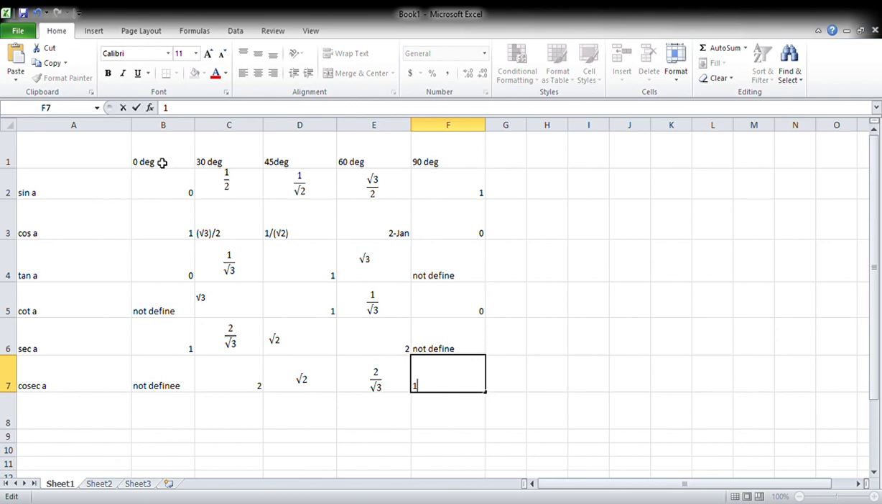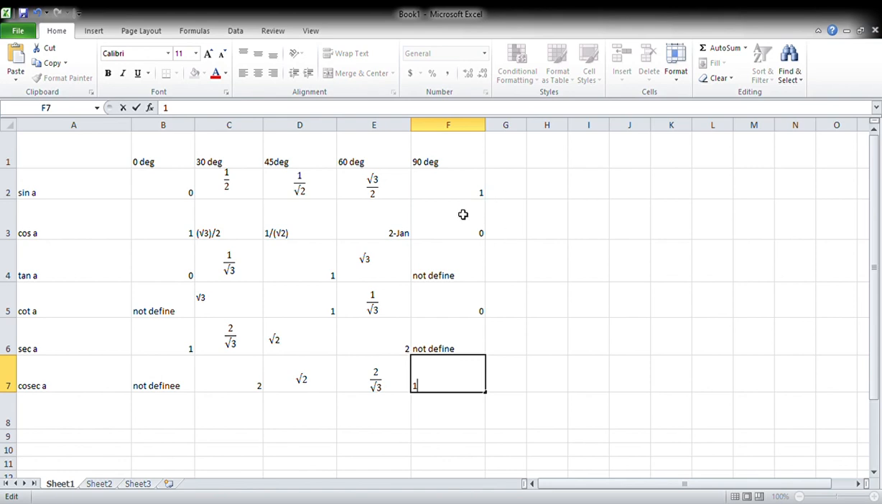Just remember sine. Sine 0 is equal to 0, sine 30 is 1 by 2, sorry, not 1 by half, only half. Sine 45 is equal to 1 by root 2, sine 60 is root 3 by 2, and sine 90 is equal to 1. Just remember this single line of values, and the rest you will get to know. Just remember these 5 values.